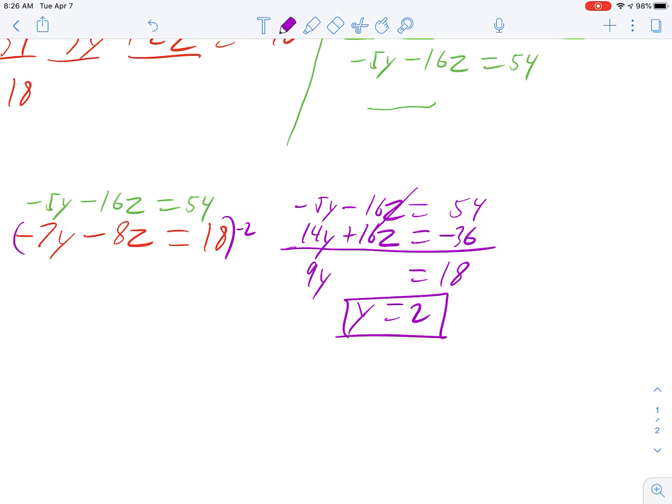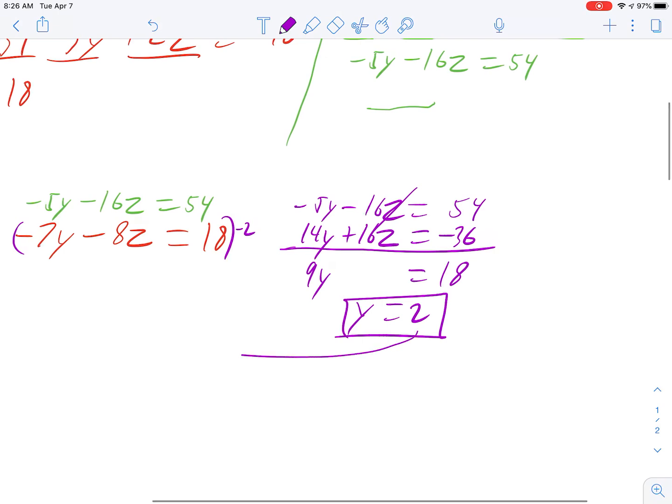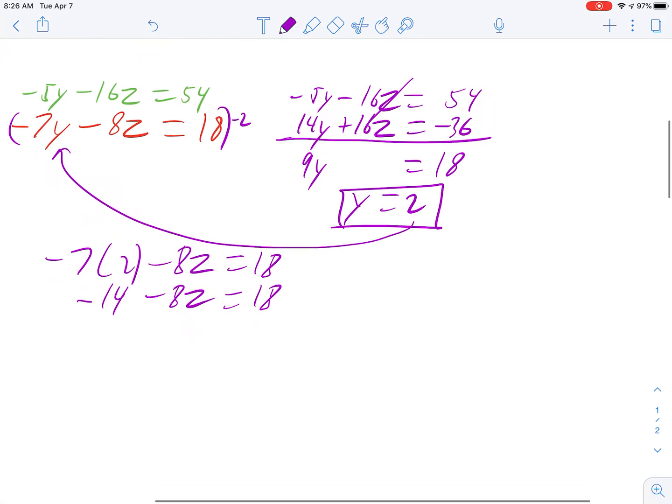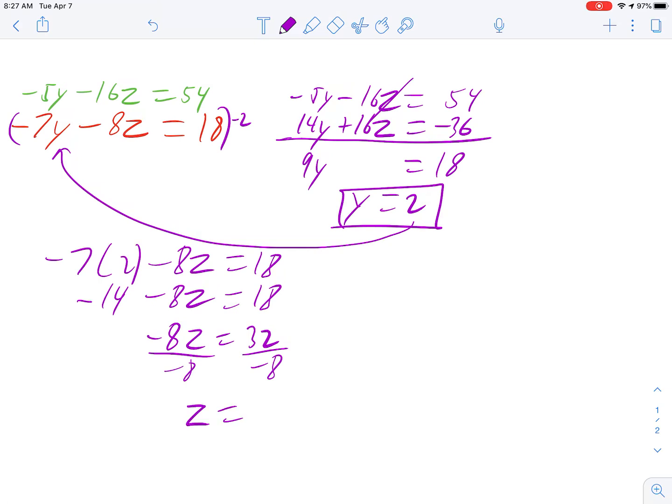Once you've got that, the rest should be pretty straightforward. Take that, y equals 2, plug it back into any one of the previous equations. I'll just plug it in there just because it's there to solve for z. So that's negative 14 minus 8z equals 18. And then we'll add the 14 to both sides. And that's 18, 28, 32. And then divide both sides by negative 8. And we get z equals negative 4.